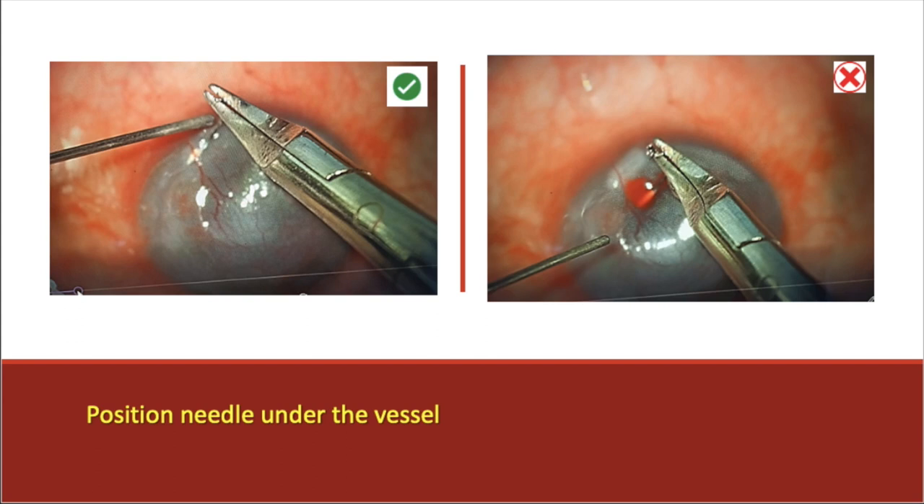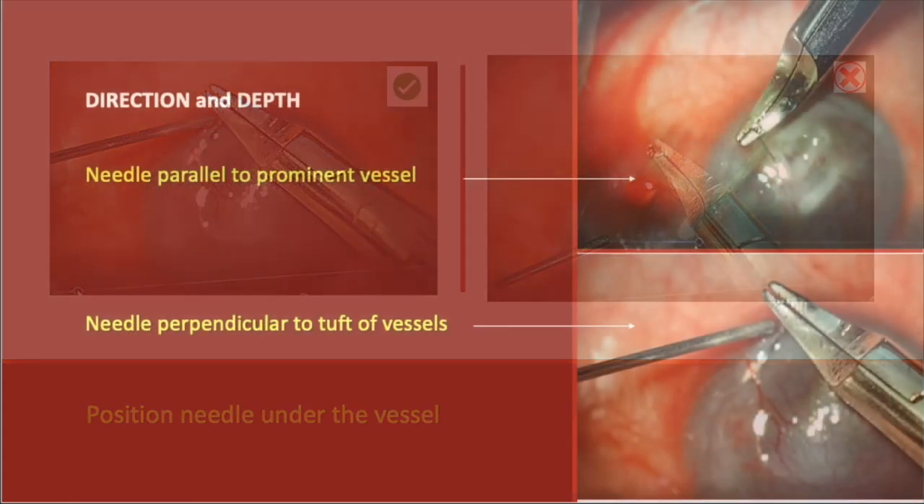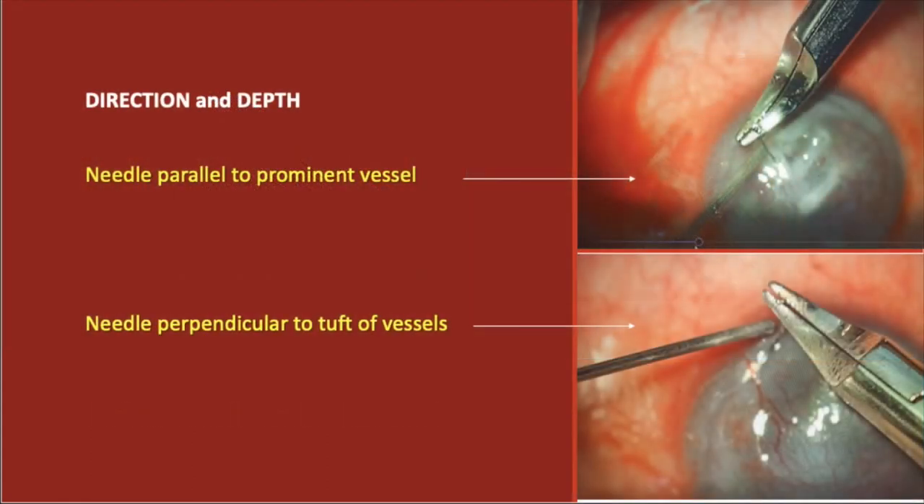FND is described as inserting the needle into the lumen of the vessel. However, it works as good when placed just above or below the vessel. Also, with the intralumen approach, accidentally perforating the vessel can result in hemorrhage, obscuring the view for further treatment. The needle is placed perpendicular when a tuft of vessels are present and parallel in case of a single prominent vessel. Being mindful of the depth and direction is the key.